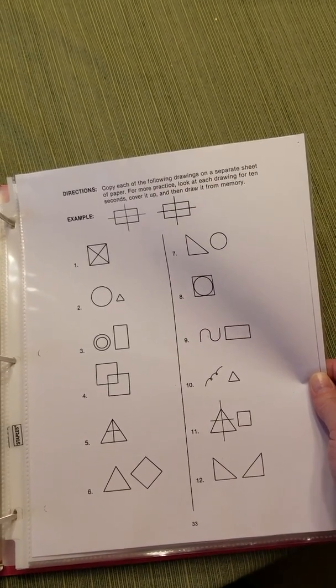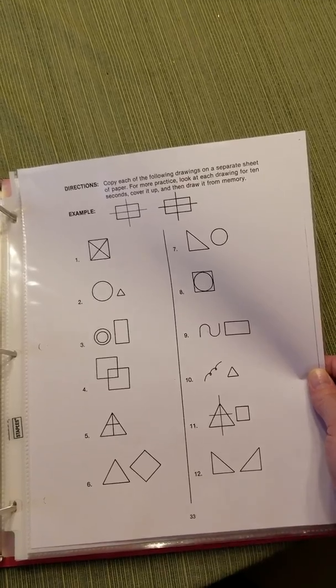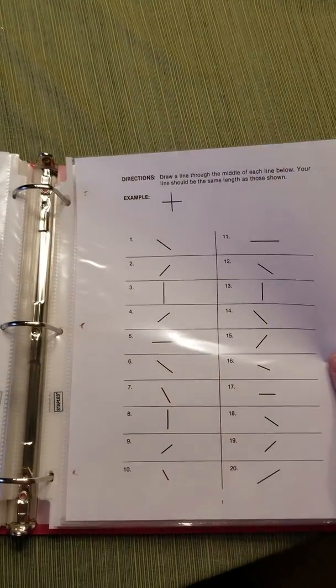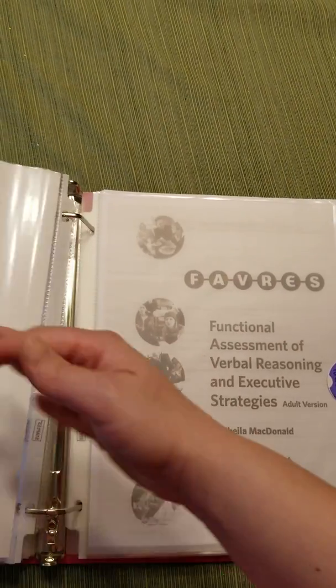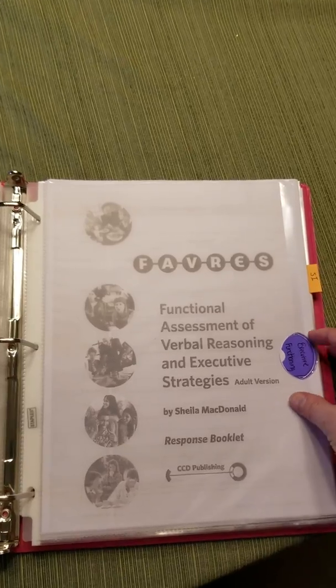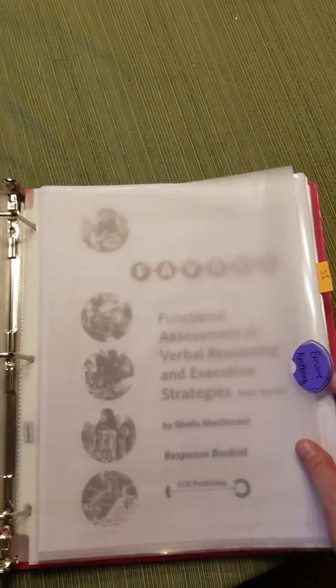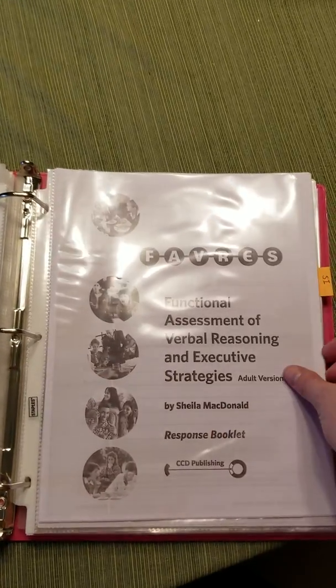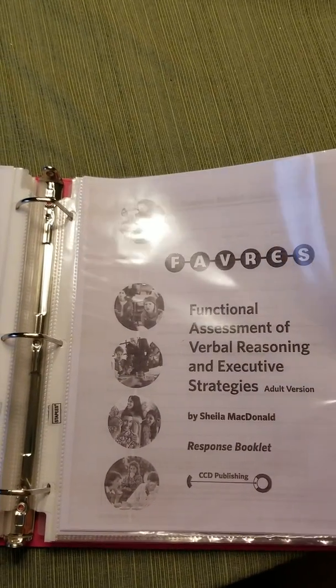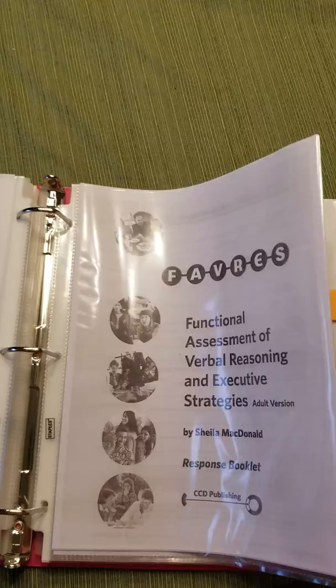This one is also copying drawings. And this one is drawing the lines, drawing a line through the middle of each. So again, visual spatial. All right, and the last section I have is executive functioning. So I used the functional assessment of verbal reasoning and executive strategies.